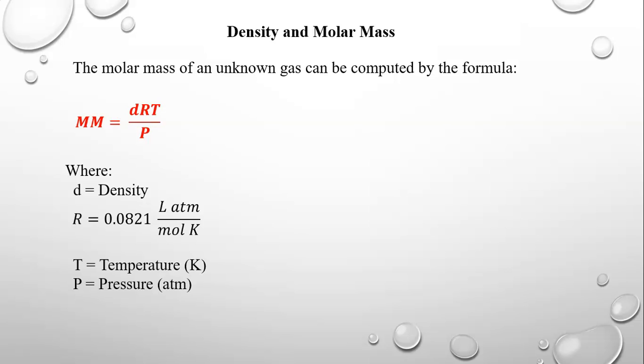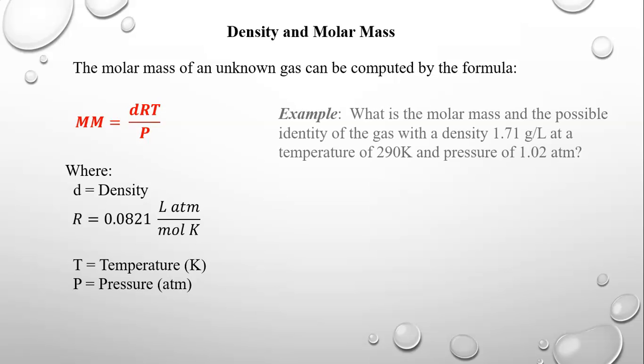So D is density, R is the gas constant that we've used before, T is temperature in Kelvin, and P is pressure in atmospheres. So, example: what is the molar mass and possible identity of the gas with the density of 1.71 grams per liter at a temperature of 290 Kelvin and a pressure of 1.02 atmospheres?